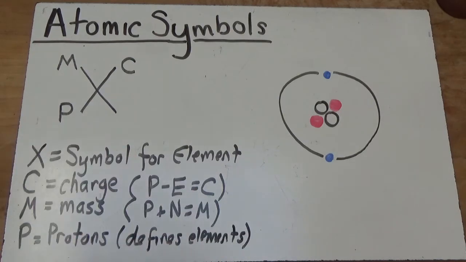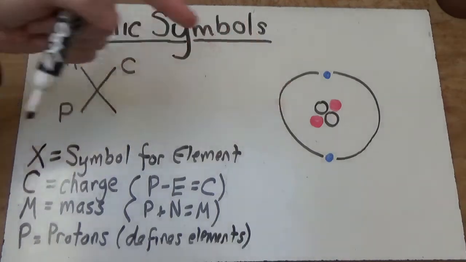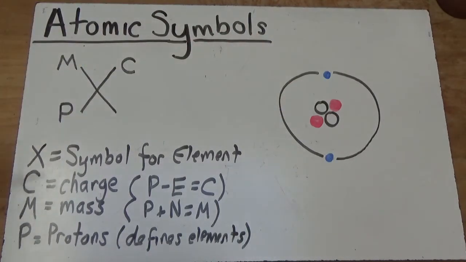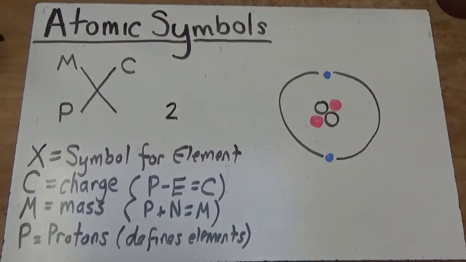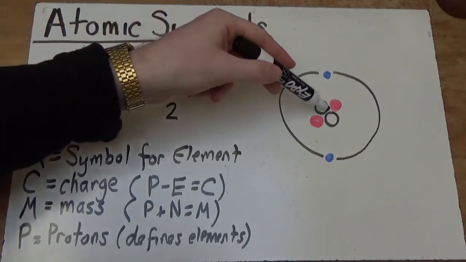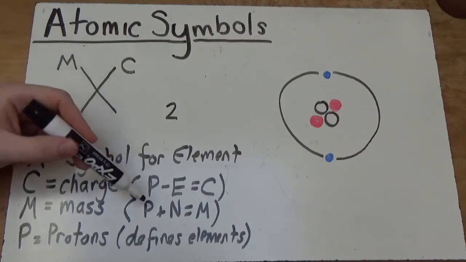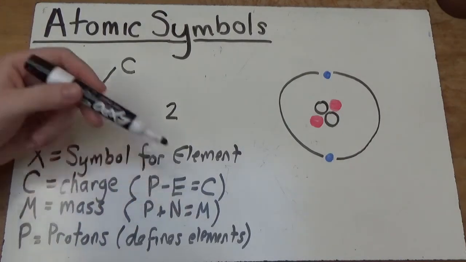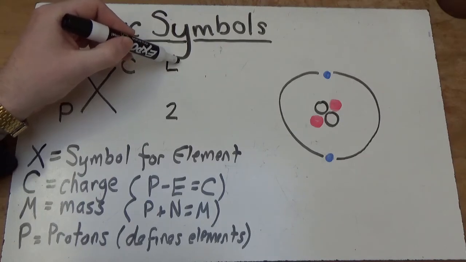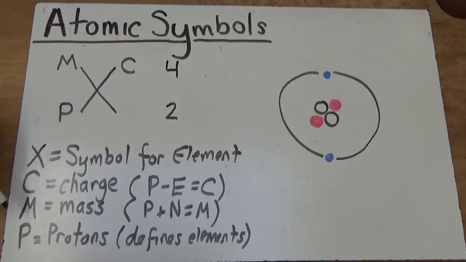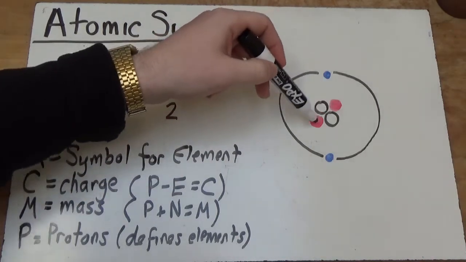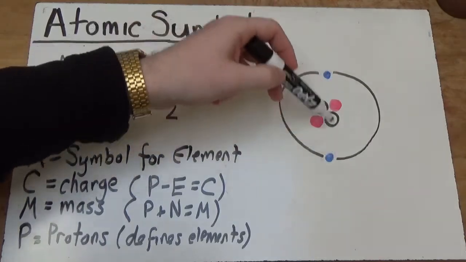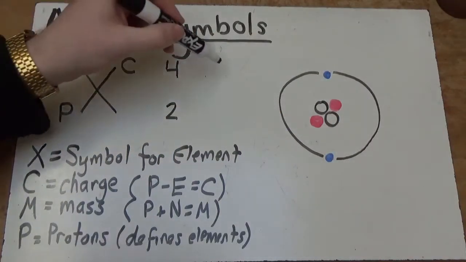To show what I mean by that, let's take the example of this atom here. This atom, if we were going to start to fill in our symbol, has 2 protons. They are colored red as they were in the last video. And it has 2 neutrons. Protons plus neutrons is mass, so my mass is going to be 4. My charge is protons minus electrons. I have 2 protons and 2 electrons, so my charge is 0.